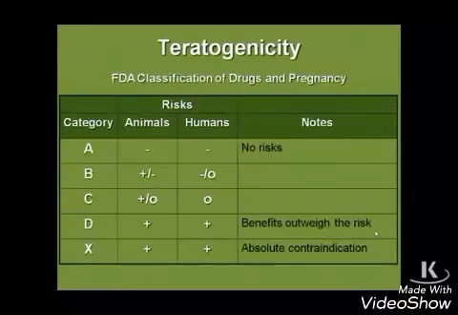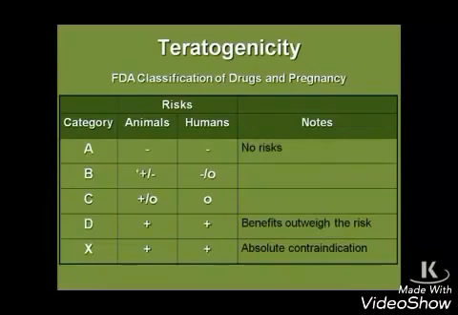Finally, we have the teratogenicity categories for drugs in pregnancy. Remember that the categories here are A, B, C, D, and X. Of course, these categories are really based on safety in pregnancy. And of course, category A is considered the safest with no risk. Okay? Very few drugs fall into this category. For example, folic acid would be an example of something that fits into category A.